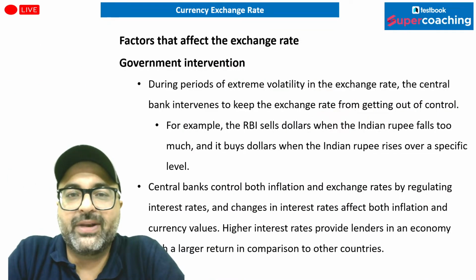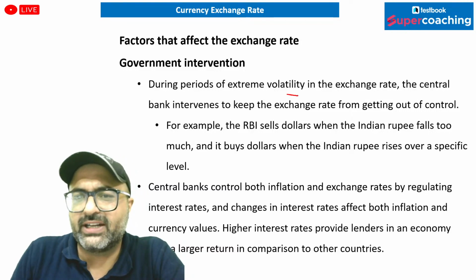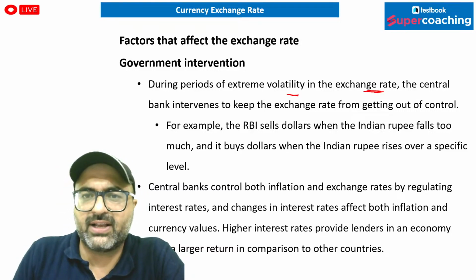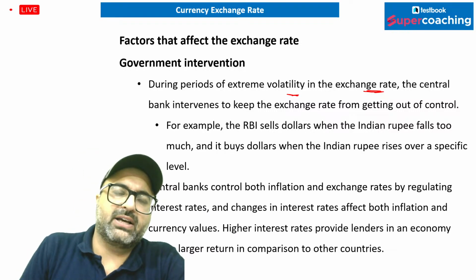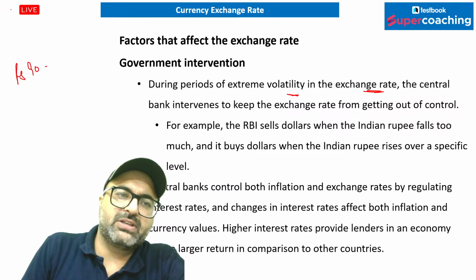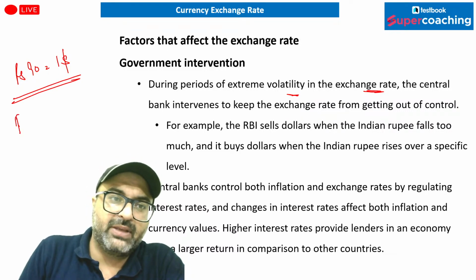Next point is government intervention. During a period of extreme volatility in the exchange rate, the central government can intervene. And how can it intervene? For example, if in India today it is 90 rupees to $1 and the RBI knows that this is too high, what can the RBI do? RBI will sell its forex reserves.